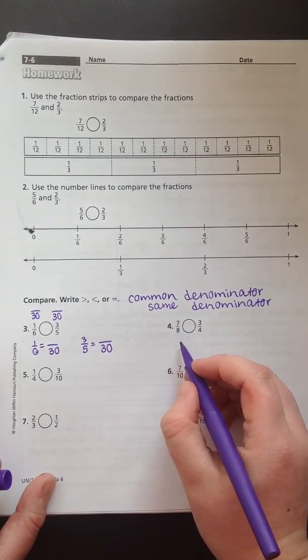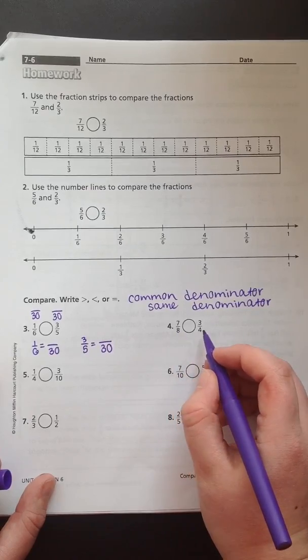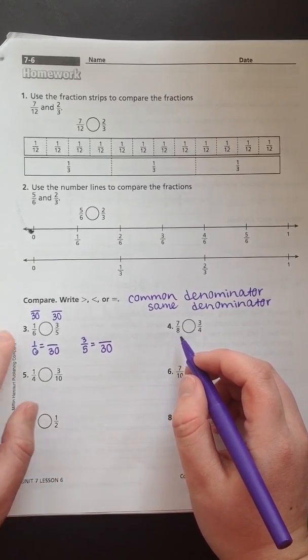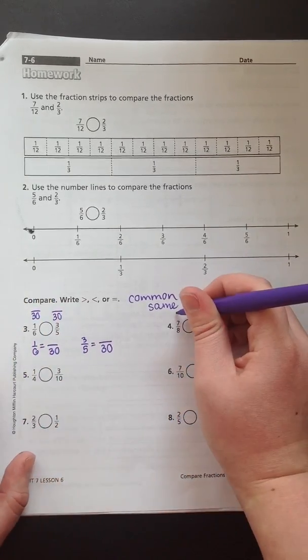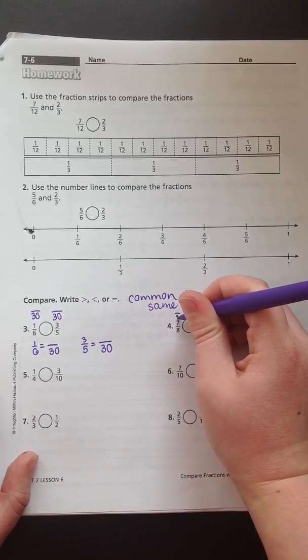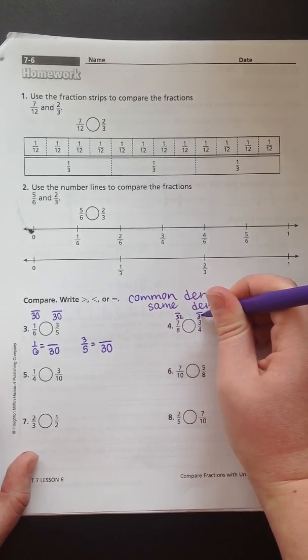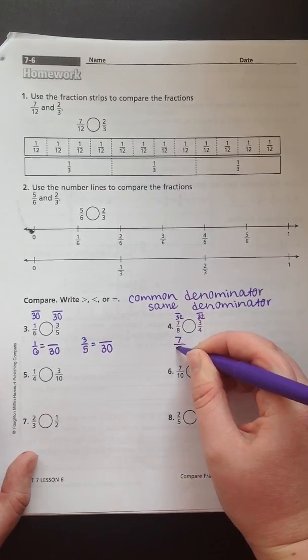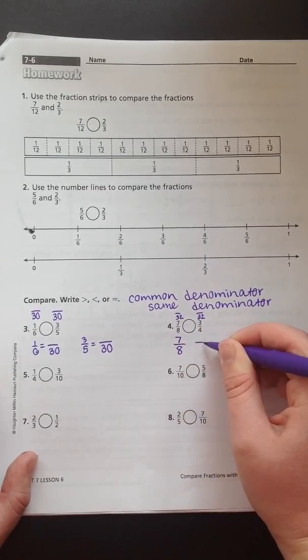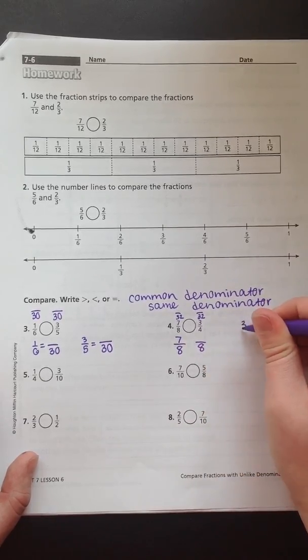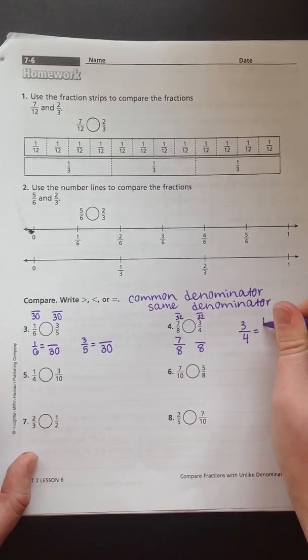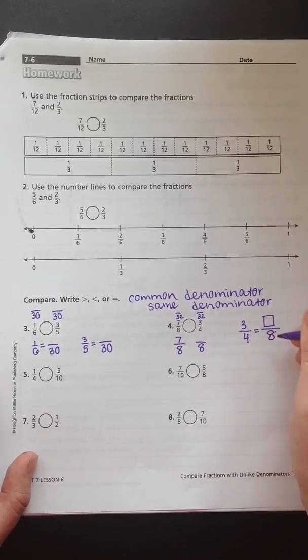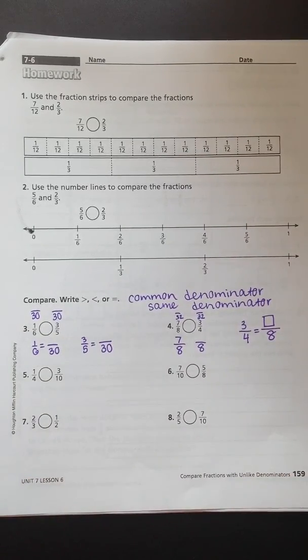Then for this one, you could do 8 times 4. You totally could, and that would actually work if you used the same strategy like you did over here and made them both something over 32. However, you could also just keep it as the denominator 8. This one is 7/8, and 3/4 can also be put into something over 8. So 3/4 equals what over 8? Something over 8.